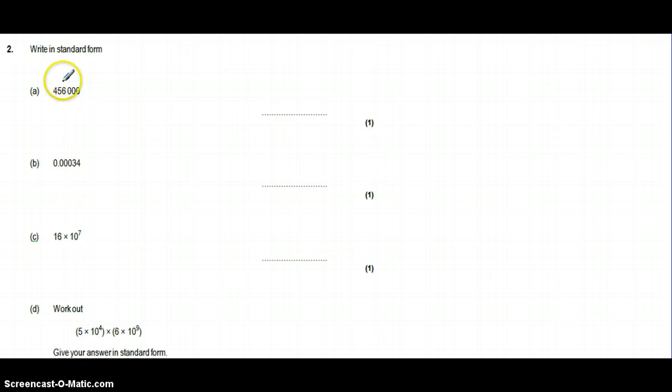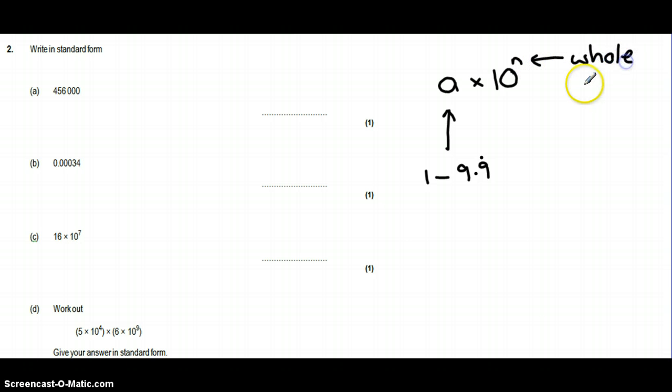So the first one, pardon me, I'll get rid of that. The first one says we've got to write this number here, 456,000, so 456,000 in standard form. Now the standard form is made up of two things. You've got to have a number times 10 to a certain power. This number here has got to be from 1 to 9.9999999, and this is always a whole number or an integer.